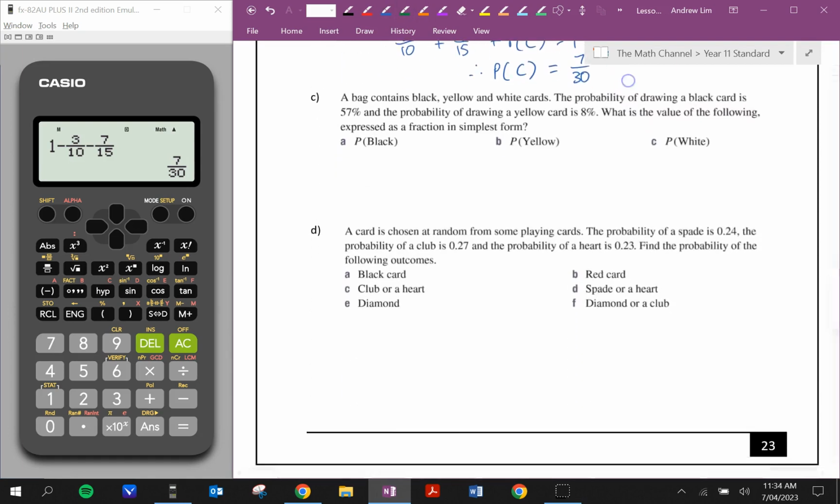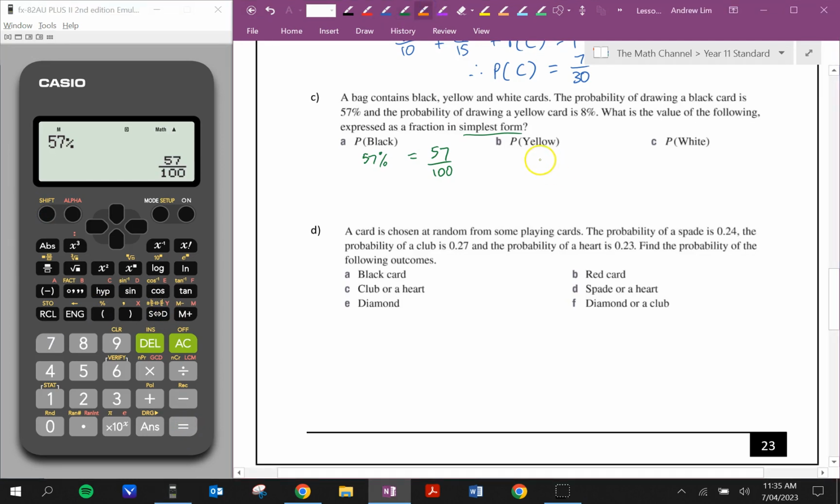Alright, what about question C? A bag contains black, yellow, and white cards. The probability of drawing a black card is 57%, and the probability of drawing a yellow card is 8%. What is the value of the following, expressed as a fraction in simplest form? The probability of black, well, it tells us it's 57%. But we want it as a fraction, so I'm going to write this as a fraction, 57 over 100. If you're not sure whether it's simplified or not, because the question says in simplest form, just type it in your calculator, 57%, and then press the S to D button to convert it to a fraction. The calculator will always simplify it for you.